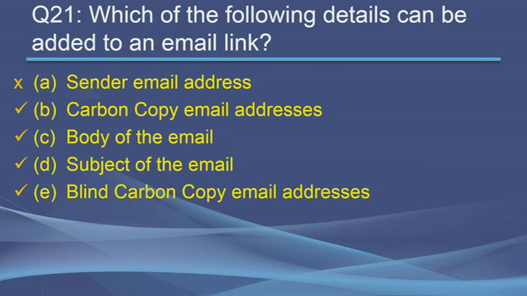So here it says sender email address. Now the problem is it still does not allow you to specify the sender email address in an anchor tag, because that is defined by the mail server that sends your email. So you are not allowed to do that. You are allowed to send carbon copy email addresses. You are able to specify the body of an email, the subject of an email, and also you are able to send a BCC, or blind carbon copy, email address in this particular link. So B, C, D and E are correct, but A is incorrect in this particular question.